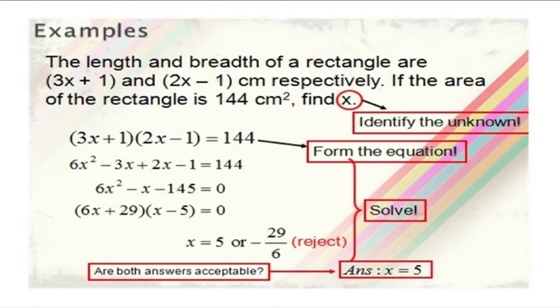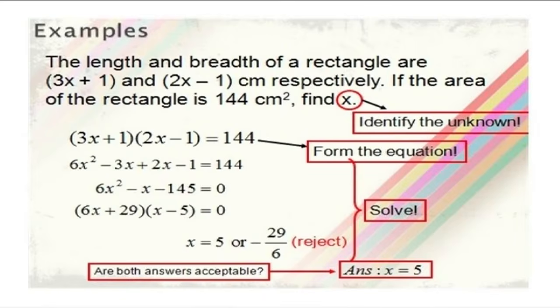Are both answers acceptable? Now you check and you will find minus 29 by 6 is rejected and the answer will be x equal to 5. If you know the value of x equal to 5, you can get the length and breadth of the rectangle by putting x equal to 5 in 3x plus 1 as the length and 2x minus 1 as the breadth.